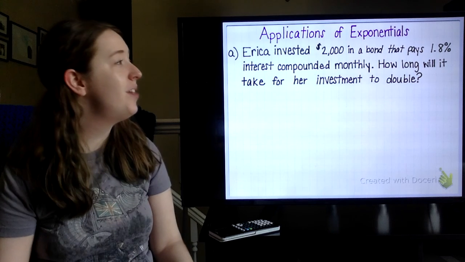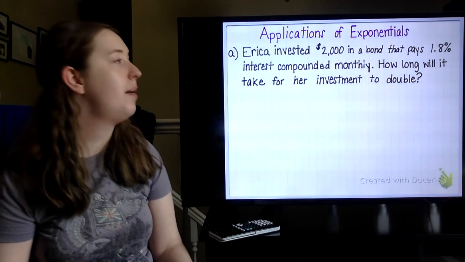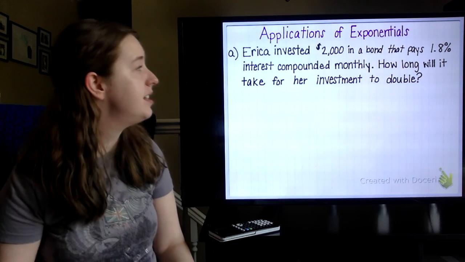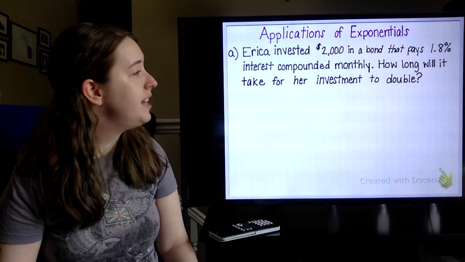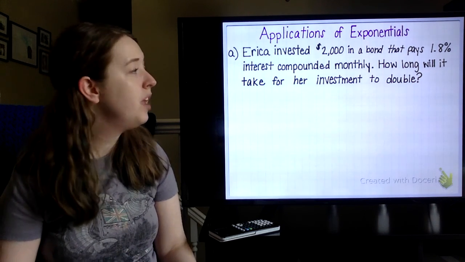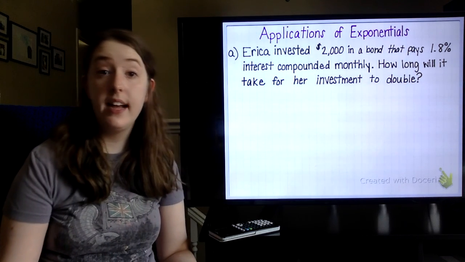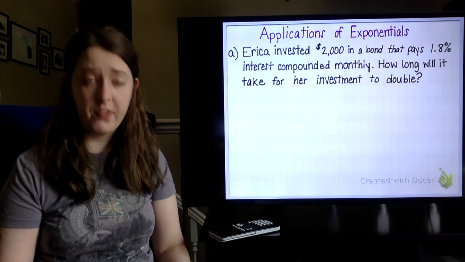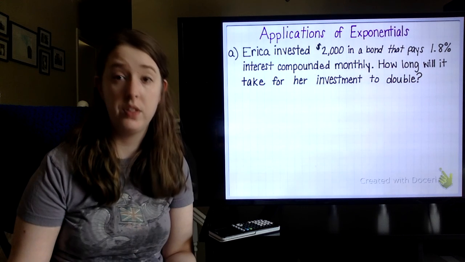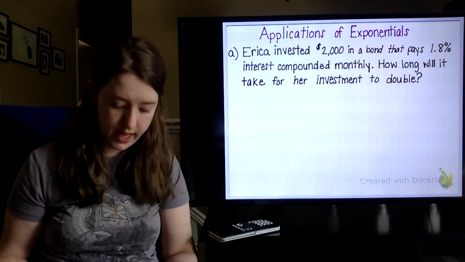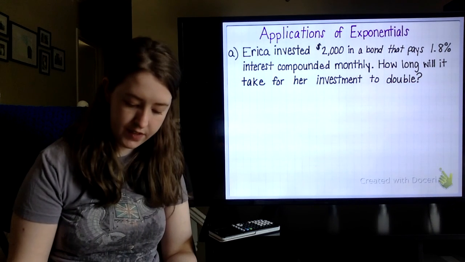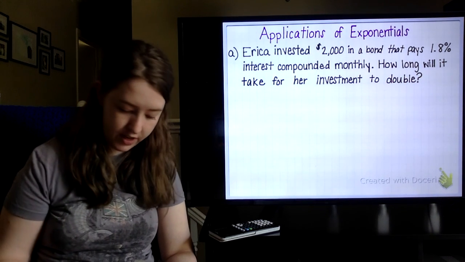Erica invested $2,000 in a bond that pays 1.8% interest, compounded monthly. How long will it take for her investment to double? So the first thing we need to figure out is what formula we're supposed to use. Since they're talking about something compounding monthly, we're going to have to use that equation we learned on our first day.